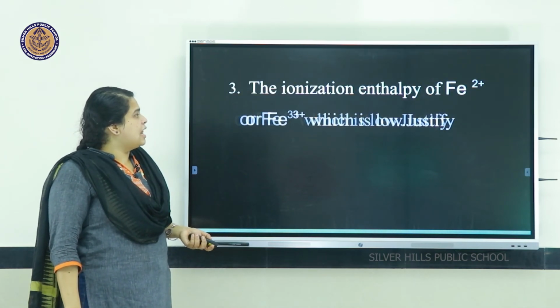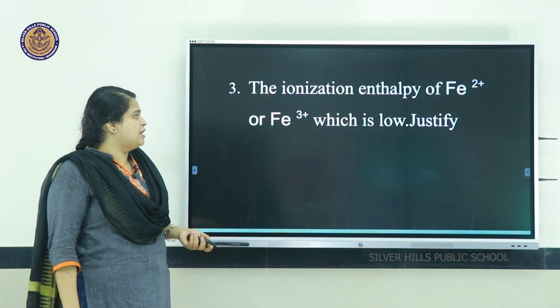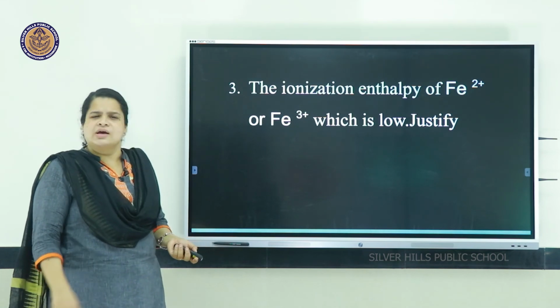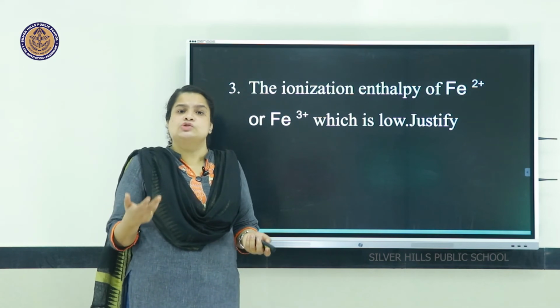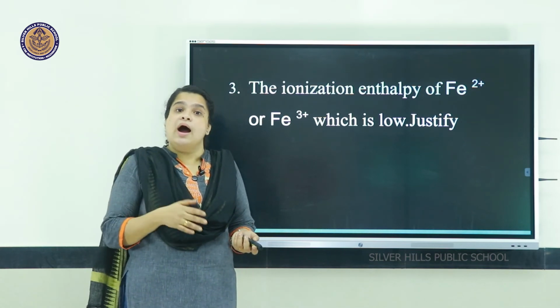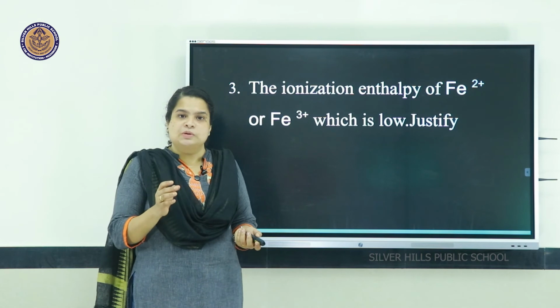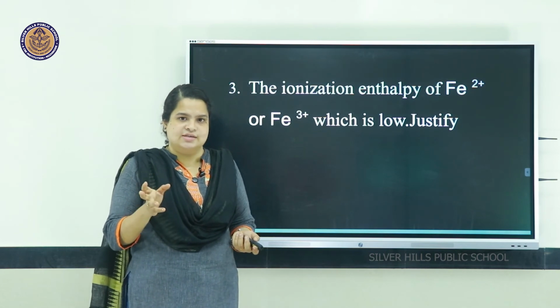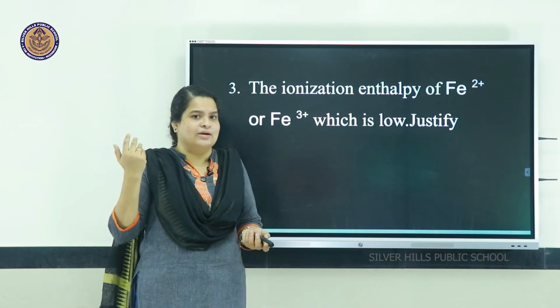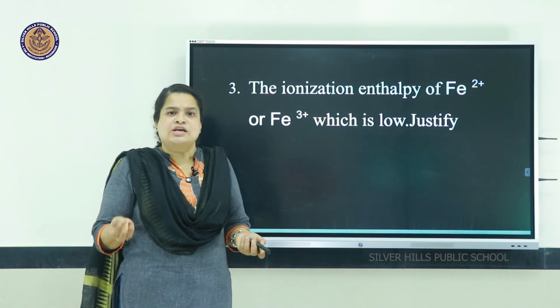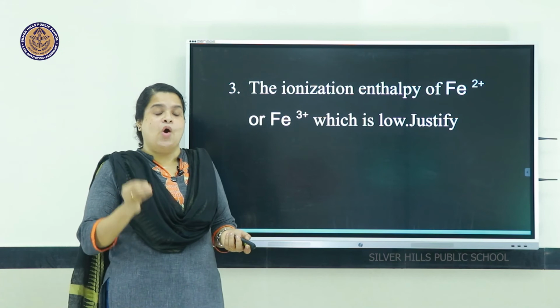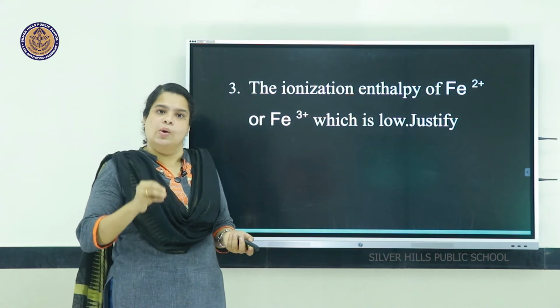The ionization enthalpy of Fe2+ or Fe3+, which is low, justify. So a very, very important question. Fe2+ or Fe3+, which has lower ionization enthalpy? Fe2+ is argon 3d6. So if it gives that one electron, it forms a stable configuration very fast, which is argon 3d5. So the ionization enthalpy of Fe2+ will be lower.